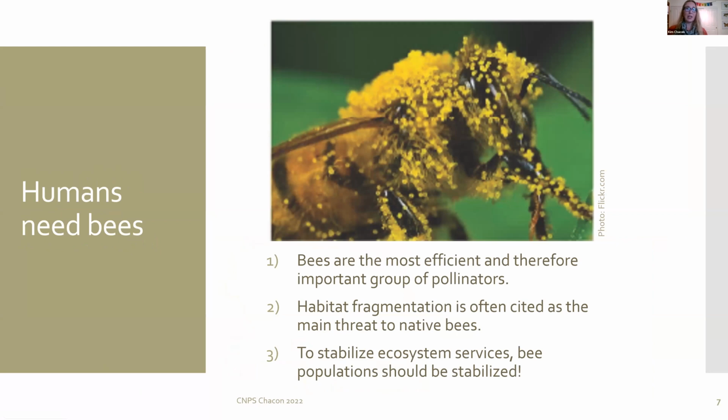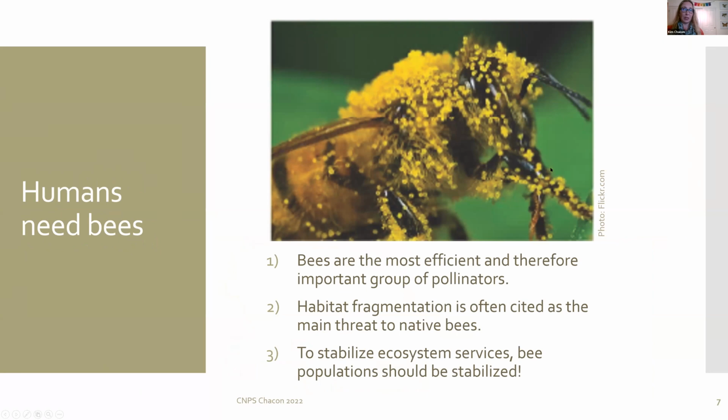Why bees? Bees are the most efficient and therefore important group of pollinators. We depend on them for our food. It depends on the source, but either a third to two thirds of all of the food that we eat, like of every bite, is pollinated by bees specifically. So if you like a diversity of food, which I'm sure you do, then you like bees, okay?